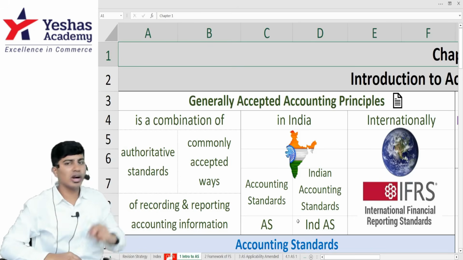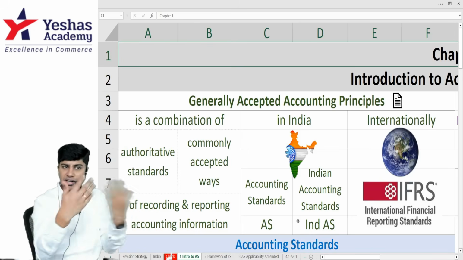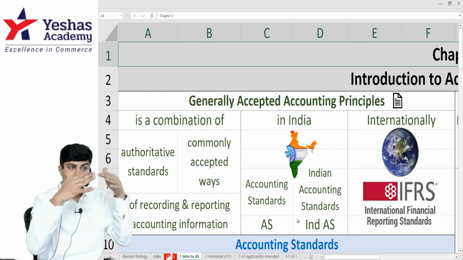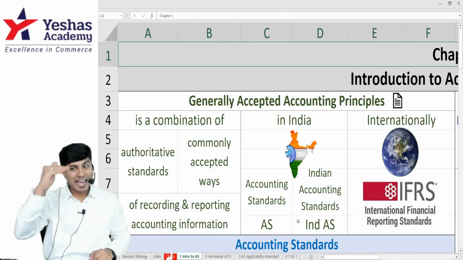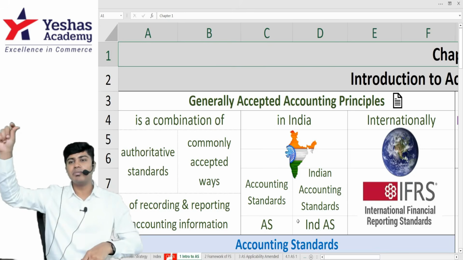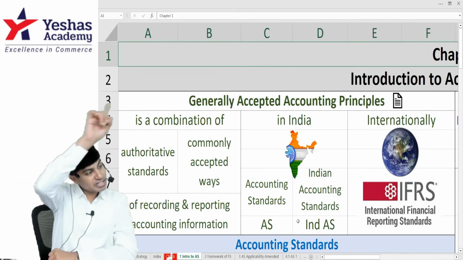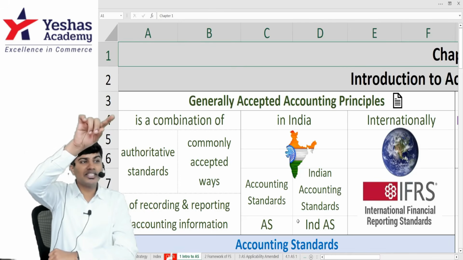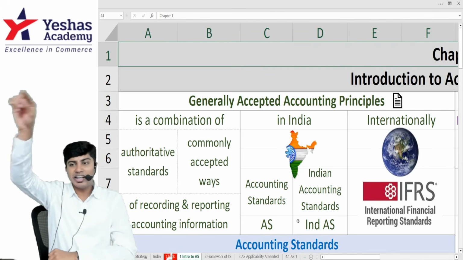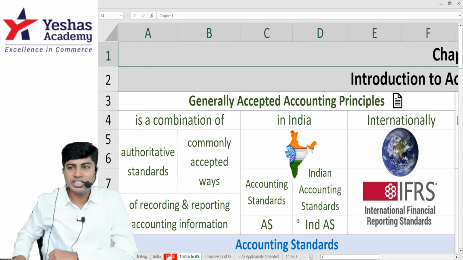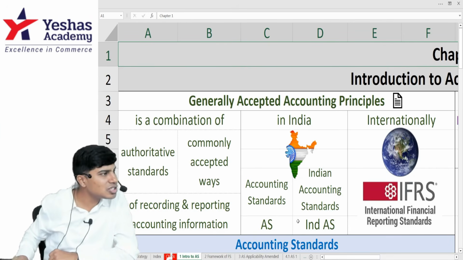So the journey of an accounting standard is: first a conflict with two opinions, then mutual agreement, then GAAP, which evolves to become an accounting standard. So every accounting standard today was once a conflict. Then it was resolved by generally accepted accounting principles, and then it ended up becoming an accounting standard. You understand the journey? Yes or no?